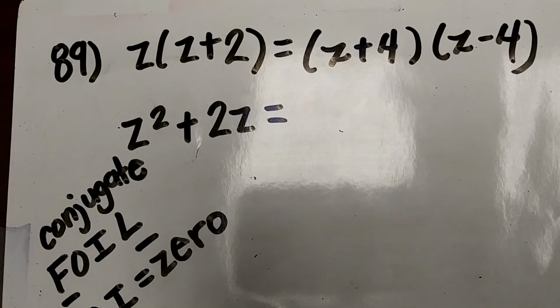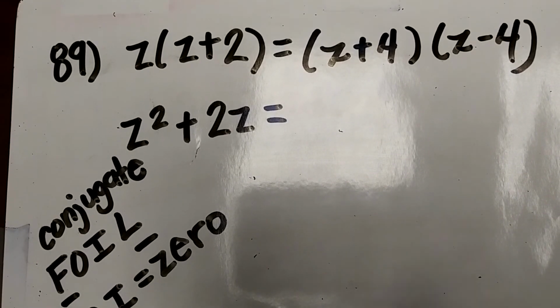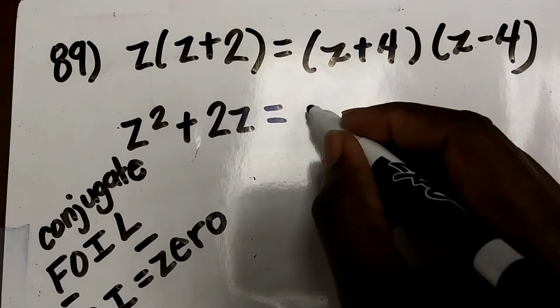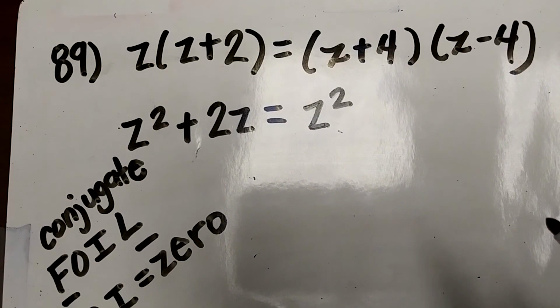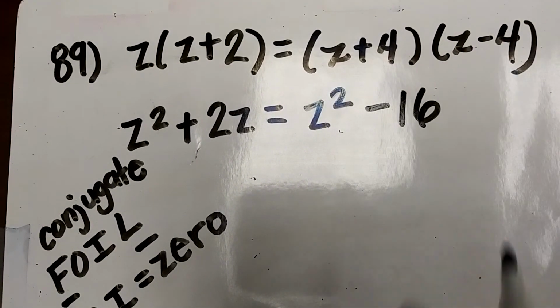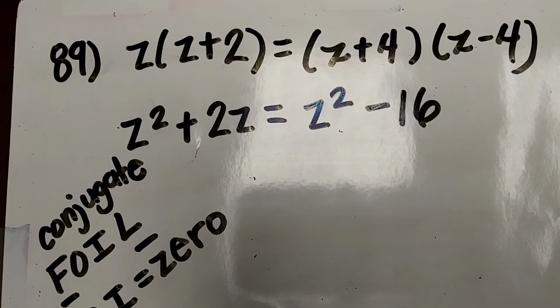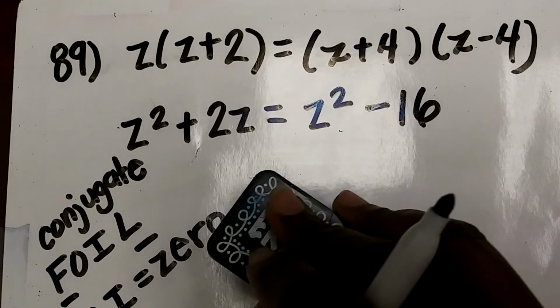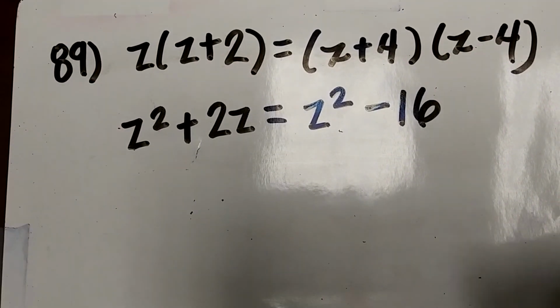But just try it out and see what happens. I know that because they're conjugates, I only need to say z times z, which is z squared, and then I'm going to jump to my last. 4 times negative 4 is minus 16. I don't have to do anything else because the outside and inside are going to cancel out to 0. So that's all I need to do with that.